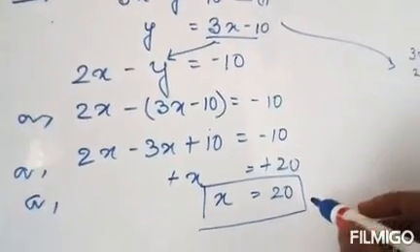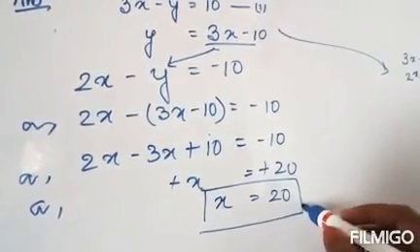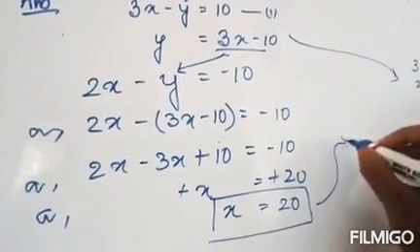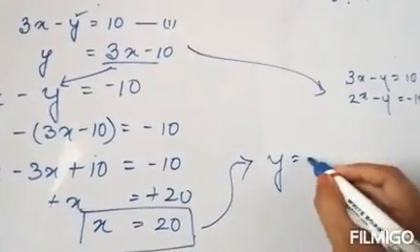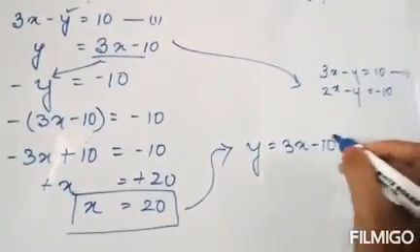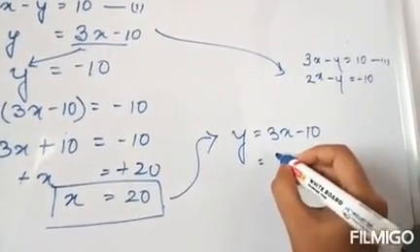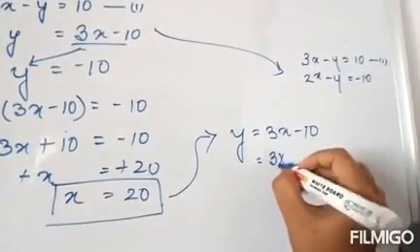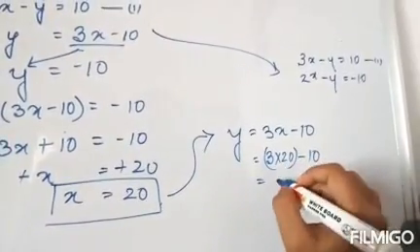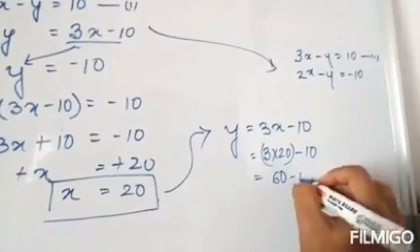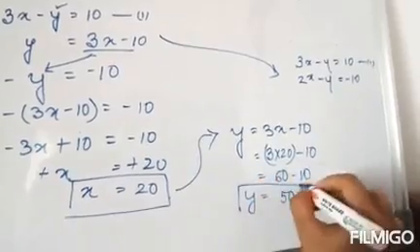Okay, I've got the value of x. Now I'll be substituting this value into this equation. We know that y is equal to 3x minus 10. So if I substitute 20, what will it be? 3 into 20 minus 10, which means 60 minus 10, which is equal to 50. So y's value is 50.